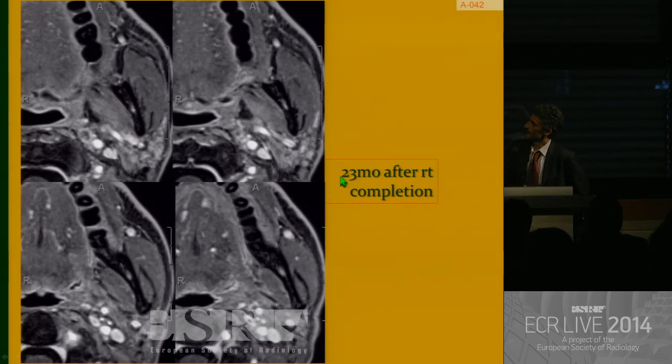And 23 months after radiation completion, you see 2 masses in the retropharyngeal space, or close to vessels. This small mass over here, and this second mass over there. And they are really very different. You see brightly enhancing with a dark spot inside, mild peripheral enhancement, and a central hypointense area. Are these 2 structures the same thing?